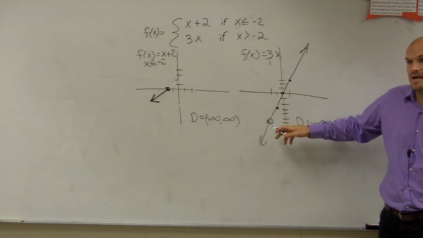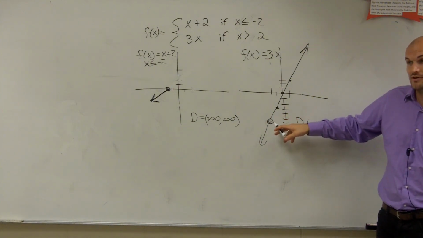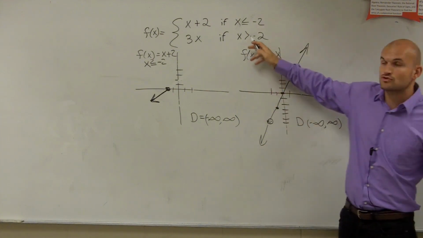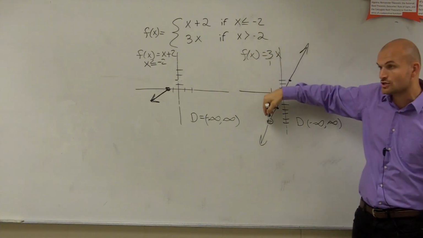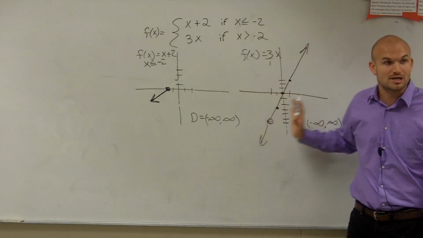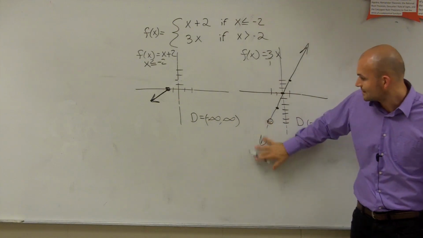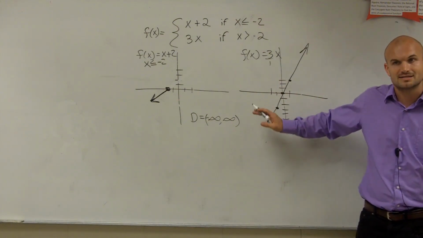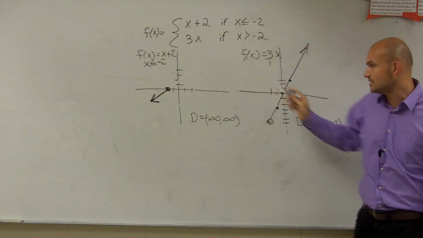So when my x is greater than negative 2, it's going to be open right here. Now it says greater than, not greater than or equal to, so that's why it's an open dot. So all the x values less than negative 2, all the x values to the left, that's now going to be erased.